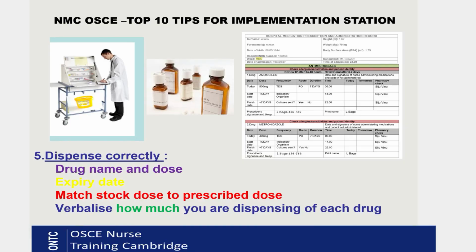Next one is tip number 5, which is dispense correctly. When you dispense your drugs, make sure you verbalize everything very clearly, because the examiner is quite far away from you and can't physically see in much detail what you're dispensing. So they need to rely on your verbalization that you're checking everything. You need to clearly say the drug name, the dose, the expiry date, and then say this is my stock dose and this is my prescribed dose. Check against your drug chart and clearly say how many tablets you are dispensing.